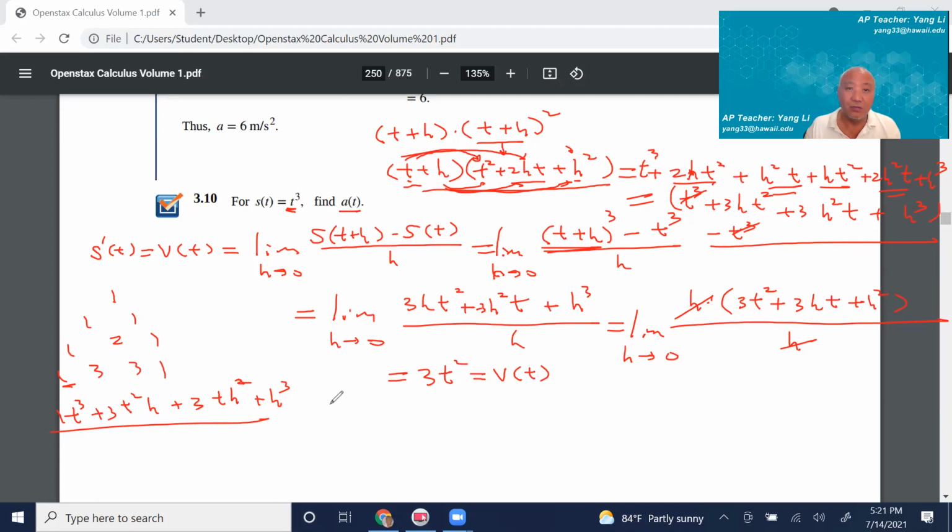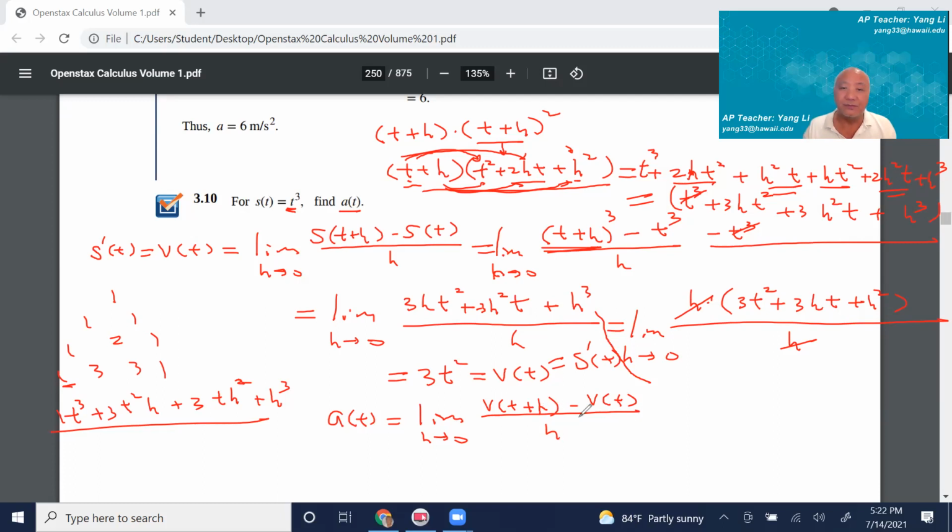And then, if you want to find the acceleration, right? What you need to do is take the limit as h approaches 0 of the derivative of v(t), so you're gonna have v(t plus h) minus v(t), divided by h, like this. We knew this one equals the derivative of s(t). We know that already, no problem, right?